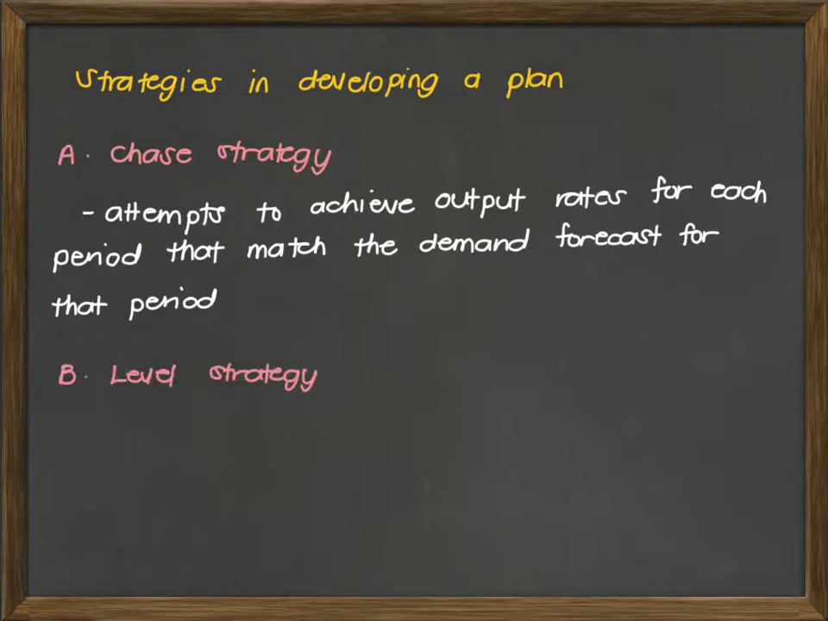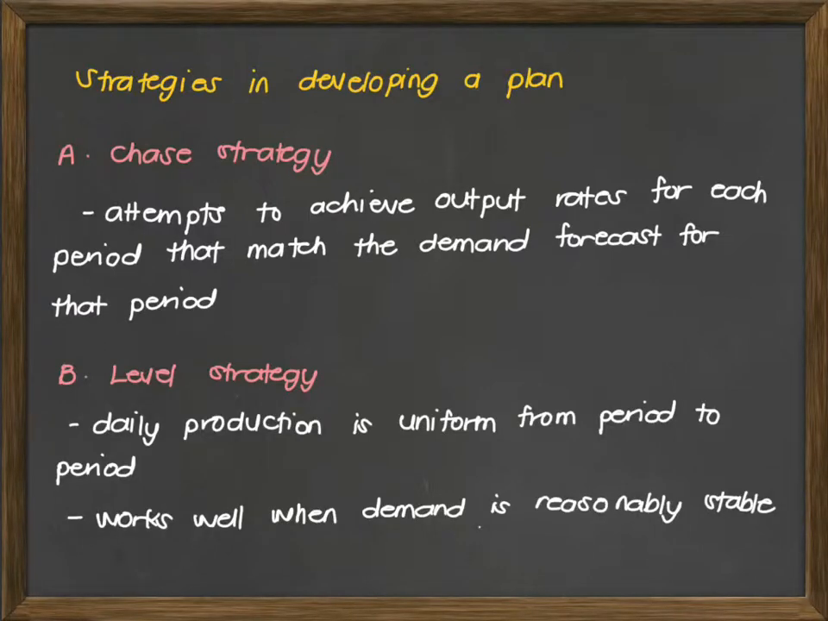Now, the second strategy is using level strategy, which includes daily production is uniform from period to period, and this works well when demand is reasonably stable. So, ibig sabihin, pag sinabing level strategy, so uniform yung amount of production units na ginagamit for each period.